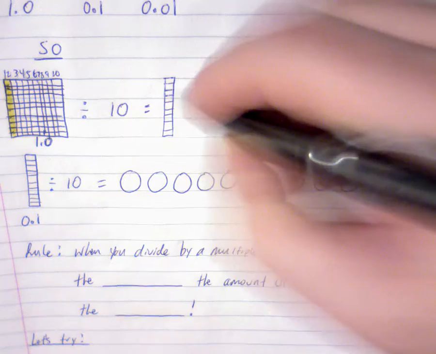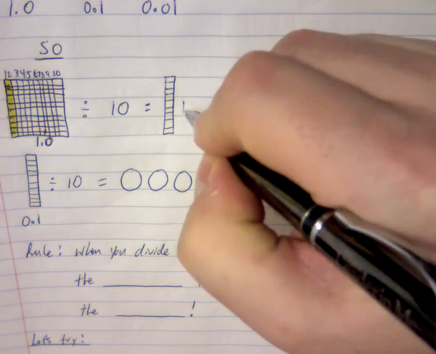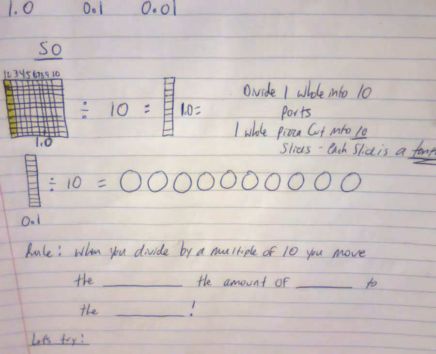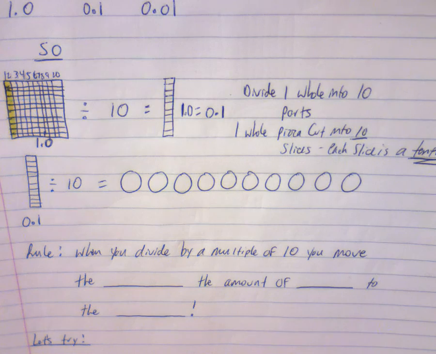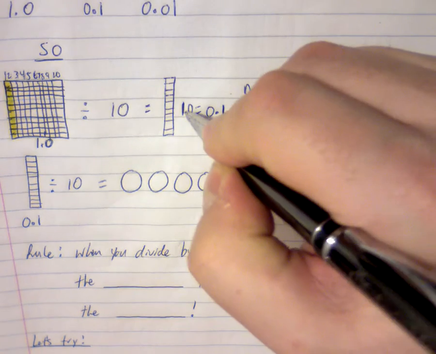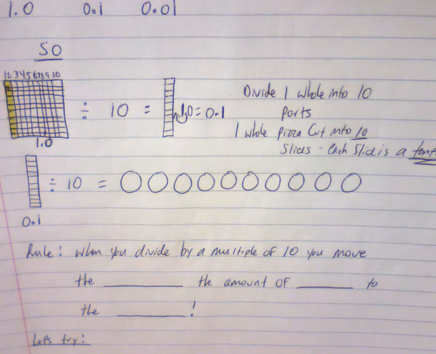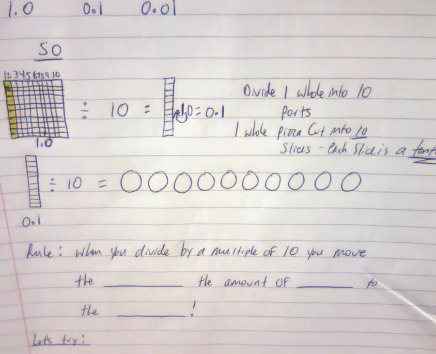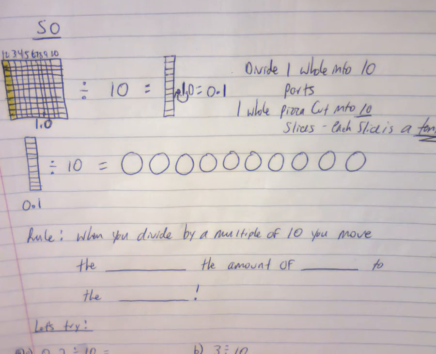So when we write this as a decimal, it went from 1.0 equals 0.1. So what we're doing, guys, is we're actually taking that decimal and moving it over one spot to make the number smaller, to 0.1. Okay? Let's take a look at it in a different way.